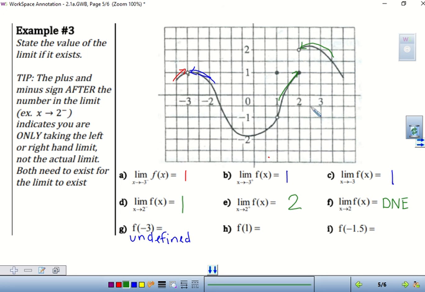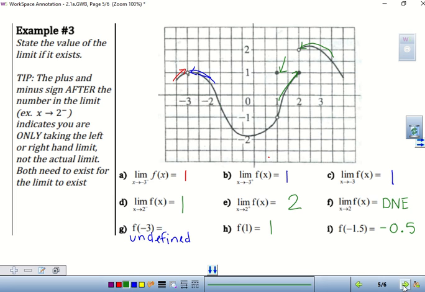Now we're going to evaluate f of 1. So if we look at 1, we're just taking f of 1, simple algebra, not limits. What is f of 1? 1, right here. Good. And f of negative 1.5. So this graph is actually going by 0.5s, so it's actually negative 0.5, right? Do we have any questions about the graph limit evaluations?